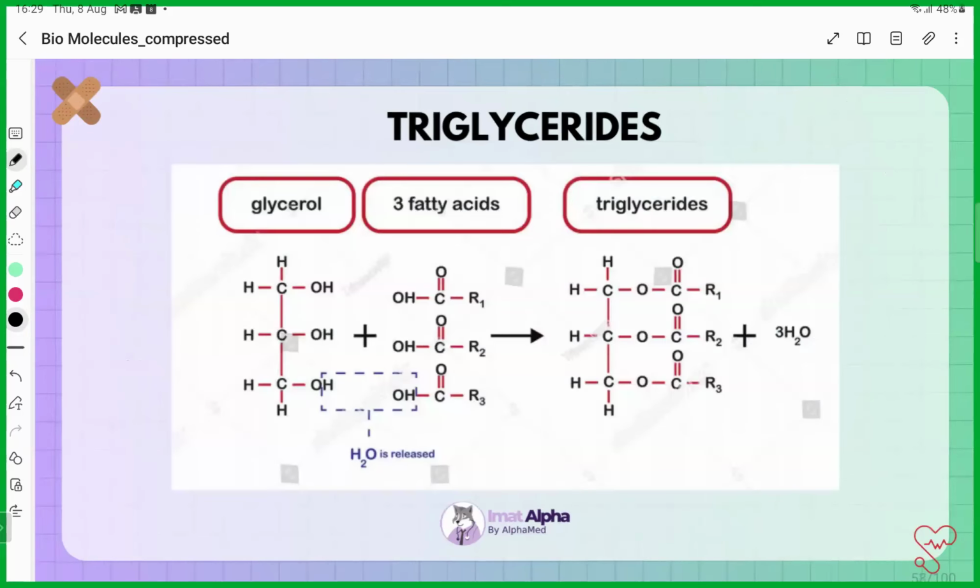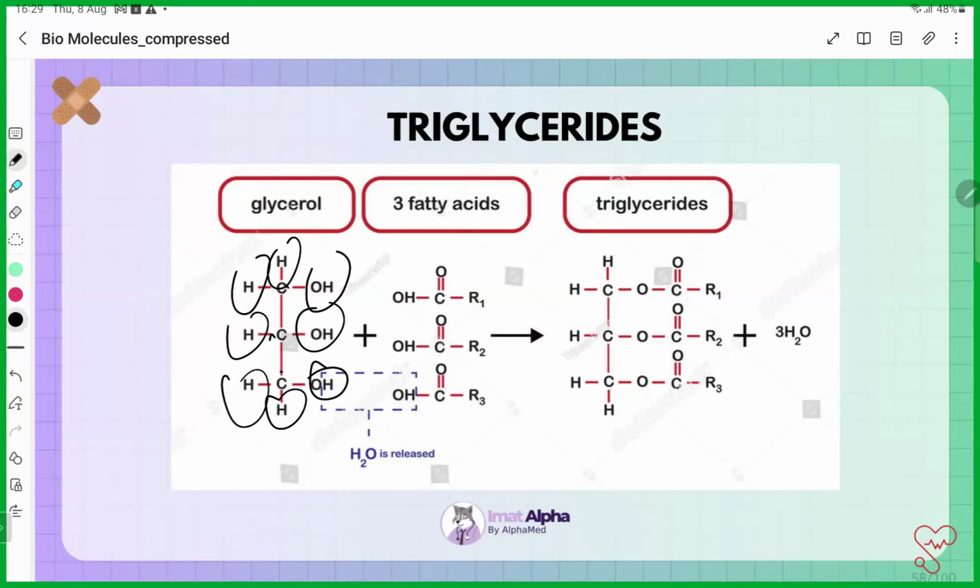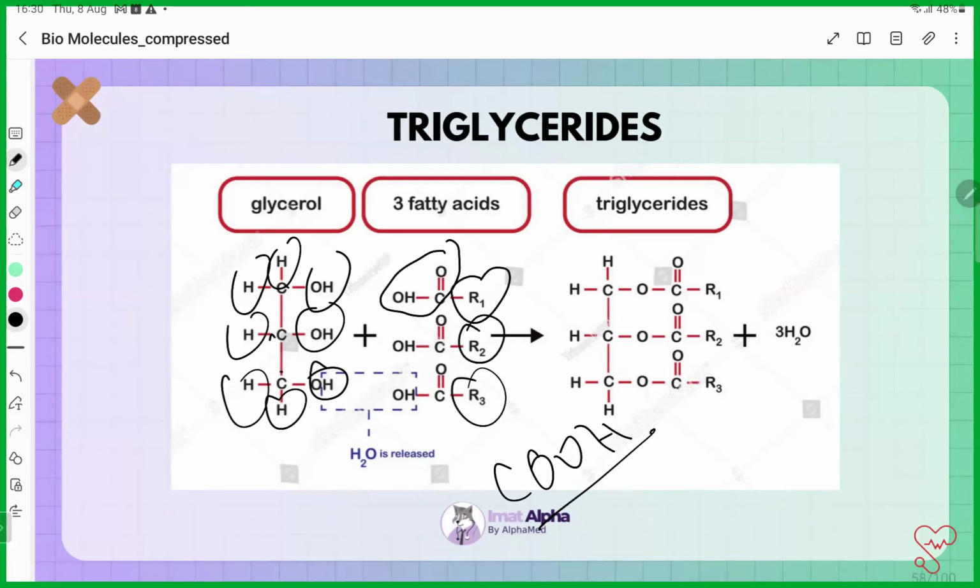So we have a glycerol. The way to memorize the shape of glycerol is just 3 carbon atoms with hydroxyl, hydrogen, hydroxyl, hydrogen, hydroxyl, hydrogen, hydrogen, hydrogen. And then we have 3 fatty acids: this one chain, second chain, third chain. The fatty acid ends with the carboxyl group, because it's a carboxylic acid, and it has R1, radical 1, radical 2, radical 3. It's variable. And when we add them together, one H2O molecule is released.